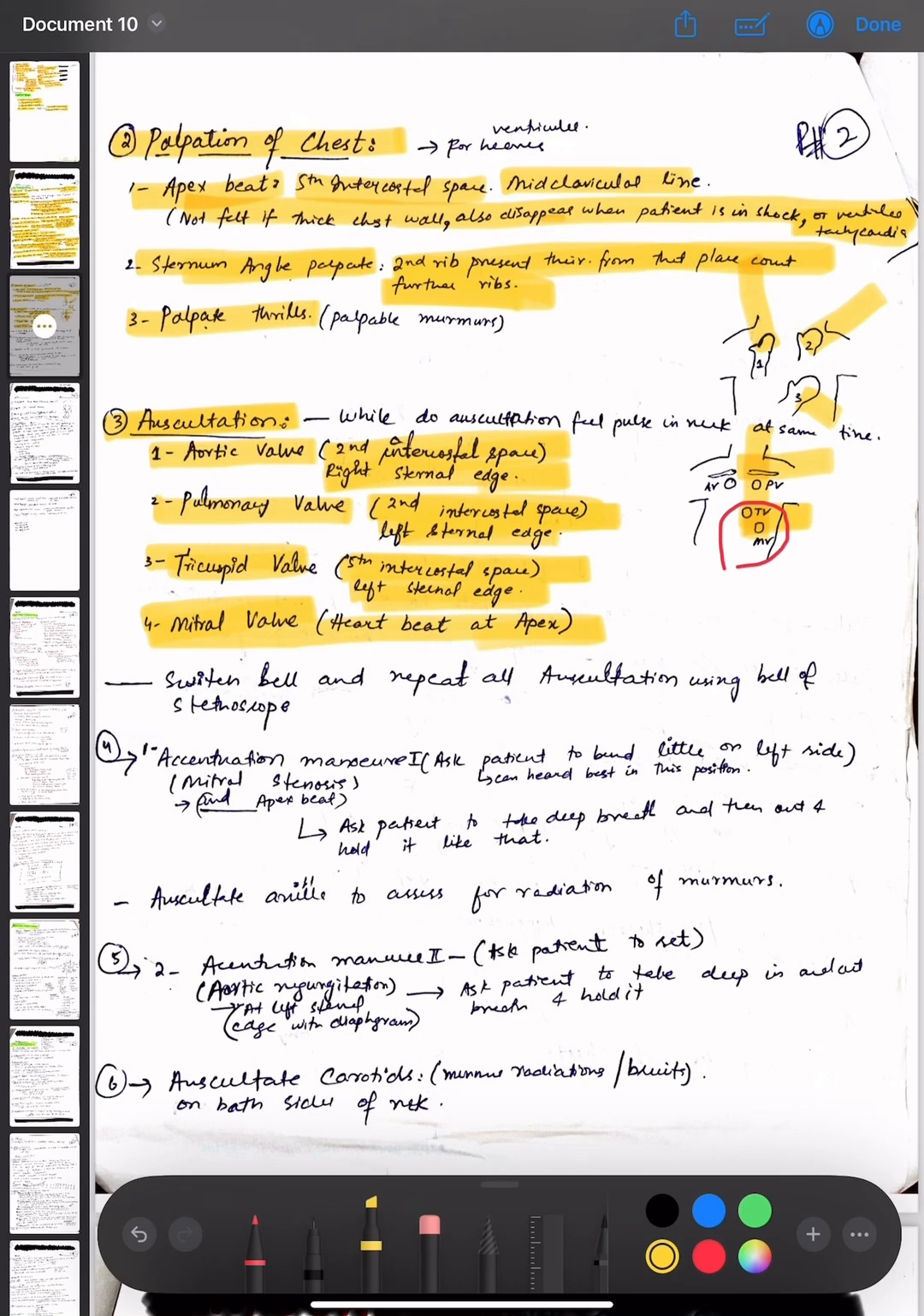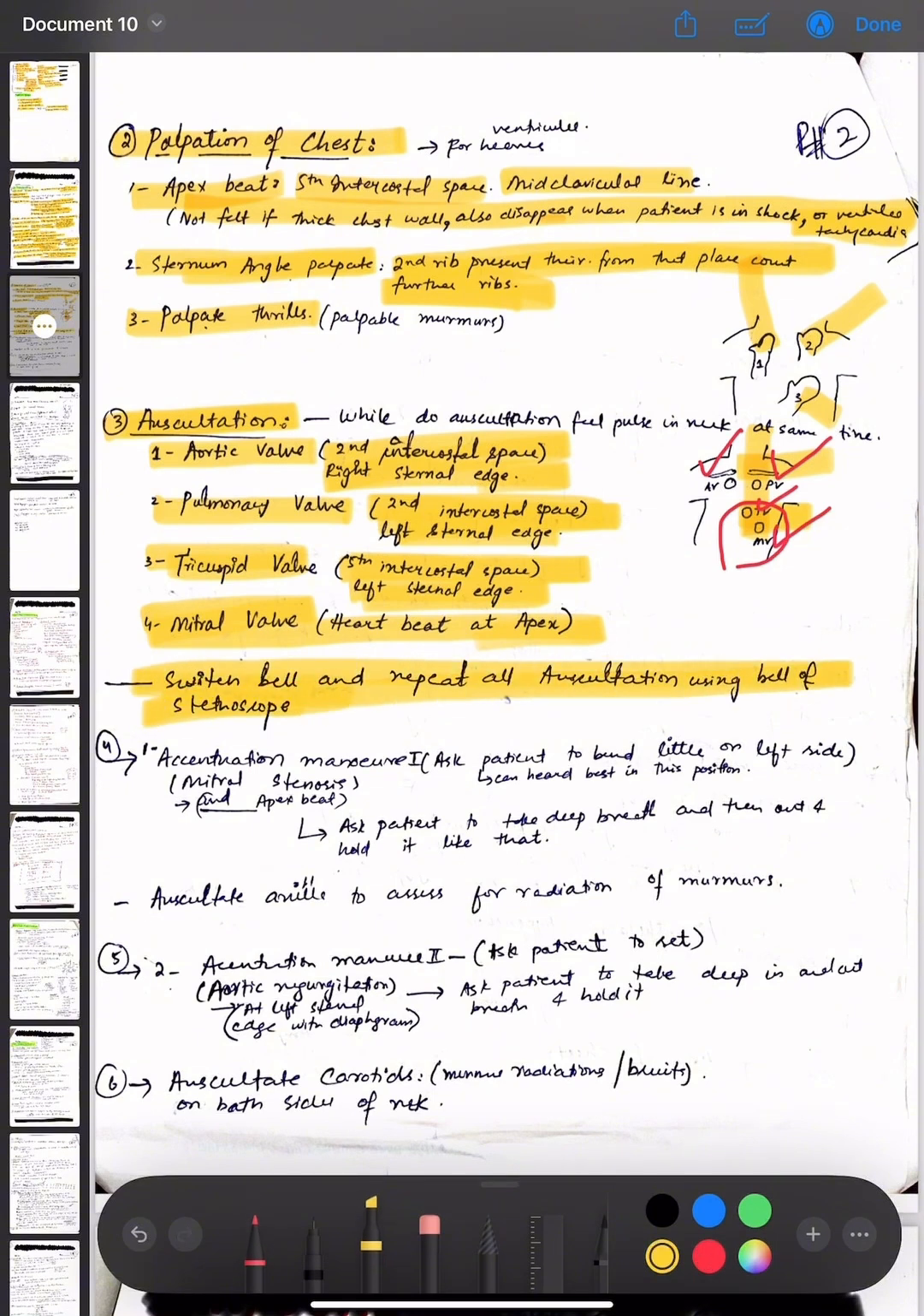These are the positions. This is the aortic valve. This is the right side of the chest and second intercostal space. So the aortic valve is auscultated here. Then the pulmonary valve, which is present on the second intercostal space and left sternal edge. Then the tricuspid valve, which is present on the fifth intercostal space and on the left sternal edge. Then the mitral valve, which is at the apex beat. Then switch to the bell and repeat all auscultation steps using the bell of the stethoscope.